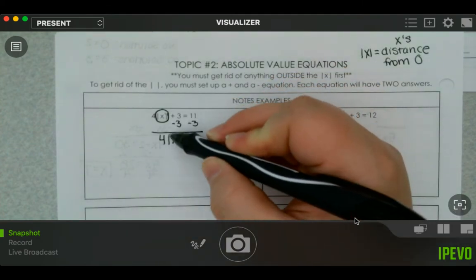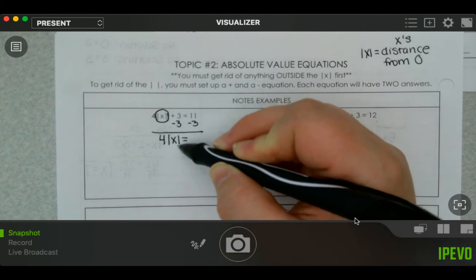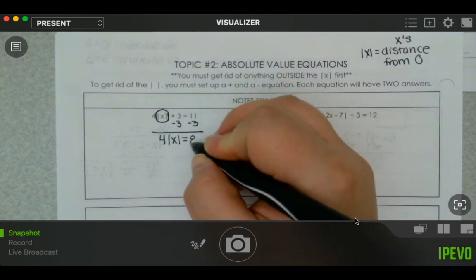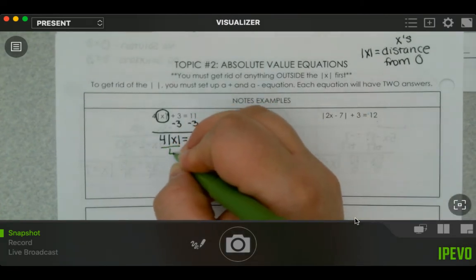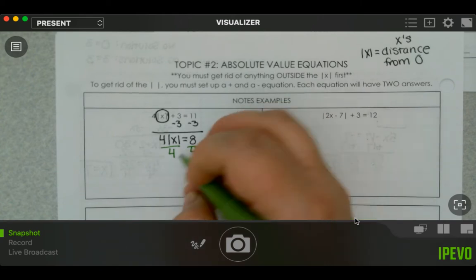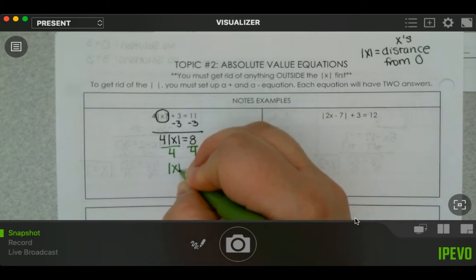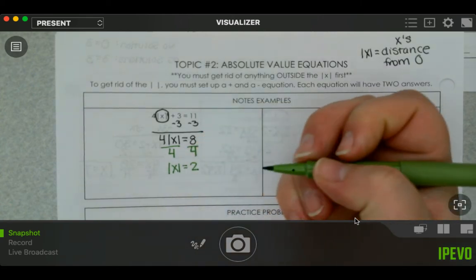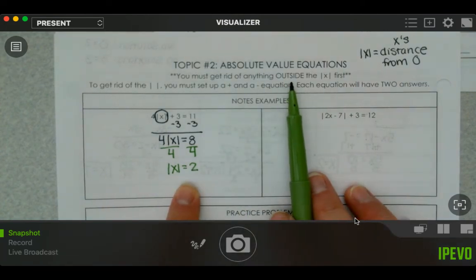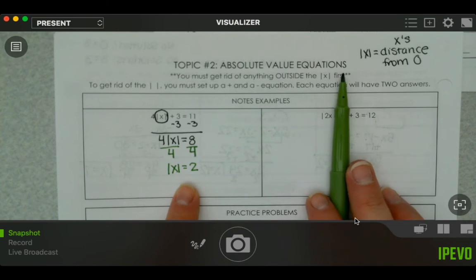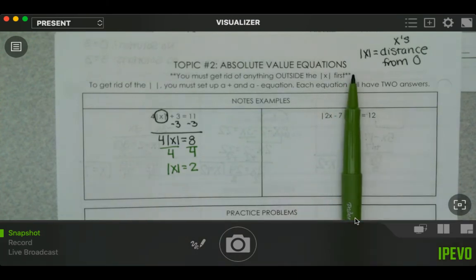So this is staying the same. Notice how the bars are still there. You can't just magically not write them. 11 minus 3 is 8. And then we're going to divide by 4. Now, that's the first step. Everything outside is gone.